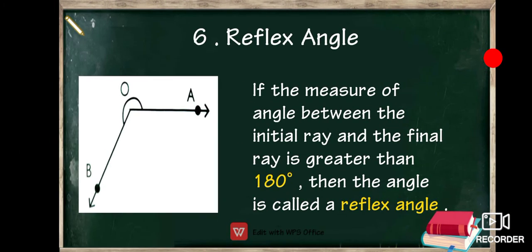Now we can move on to the next type of angle, that is the reflex angle. This will be quite different from here, but it's really easy. Don't think it's difficult, it's really easy. So we can move on to reflex.